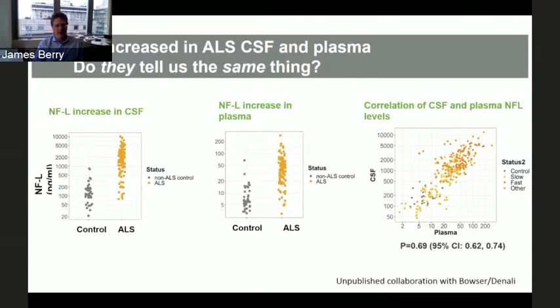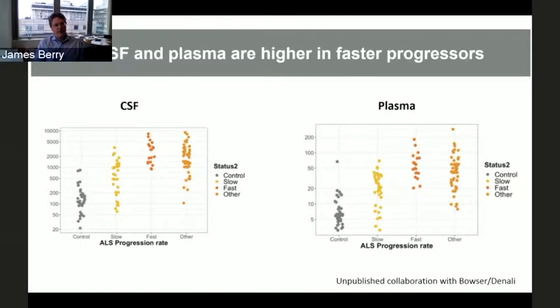I think the question we have to ask ourselves is whether these outliers are because of pre-analytic variability, analytic variability, or whether there's some different biology. I think we're honing in on the idea that this correlation is strong, that we think they tell us the same thing, but we have to still be a little cautious about that when we start applying this to clinical trials. Neurofilament in CSF and plasma are higher in faster progressors.